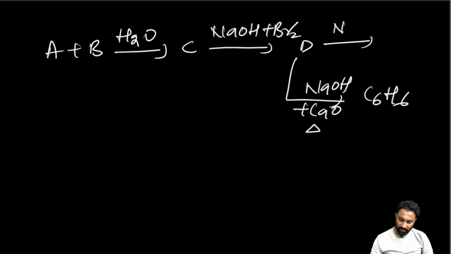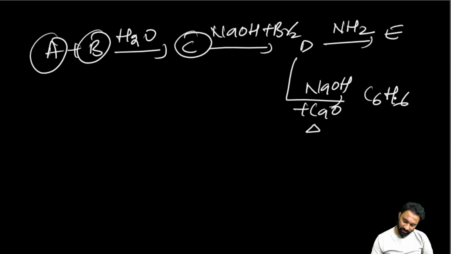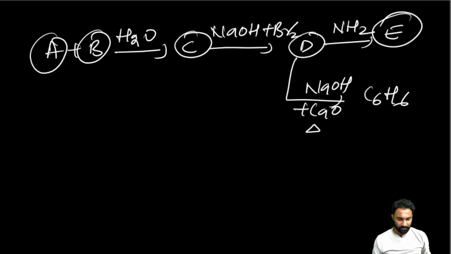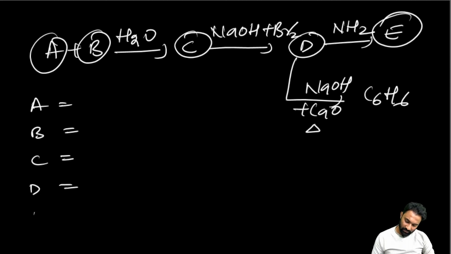This D upon NH3 gives E. Now, what is the A, B, C, D and E? Now say me, what is the A, B, C, D, E?